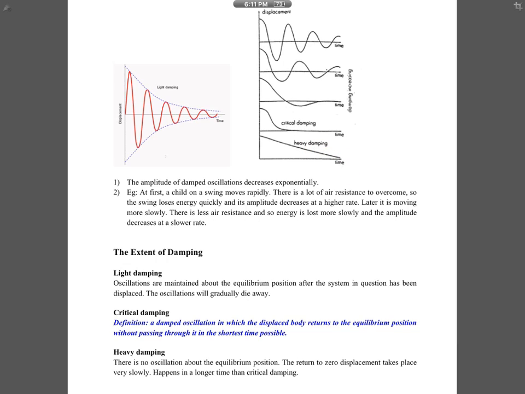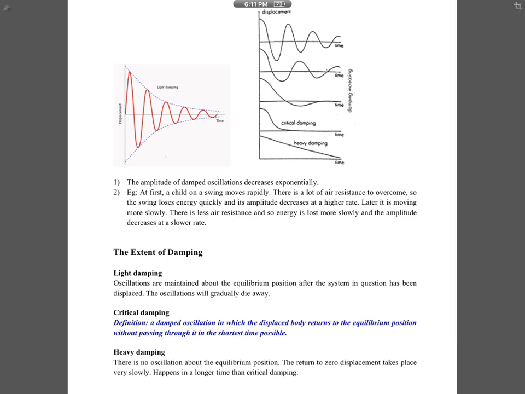But what's the difference between heavy and critical? Critical damping will return to its original position without passing through it, but in the shortest time possible, while this one takes very long. So the shortest time you can achieve this is called critical damping. Because if you notice, all the light damping, the first time it passes the equilibrium is very short. But this one is a bit longer, but it never overshoots. So the shortest time you can achieve without overshooting is when you get critical damping. So this is the definition of critical damping: damped oscillation in which the displaced mass returns to equilibrium position without passing through it in the shortest time possible.